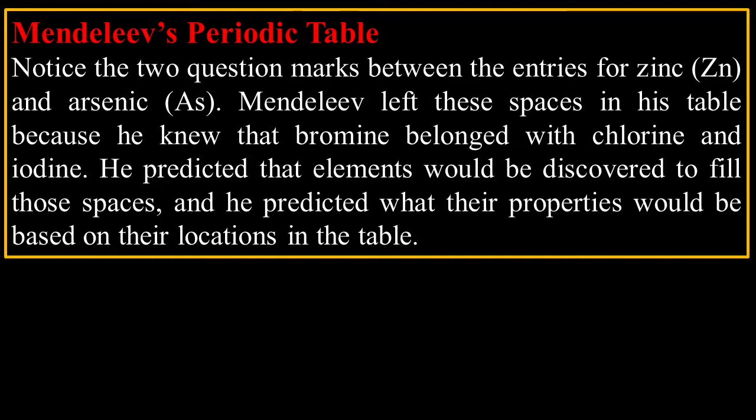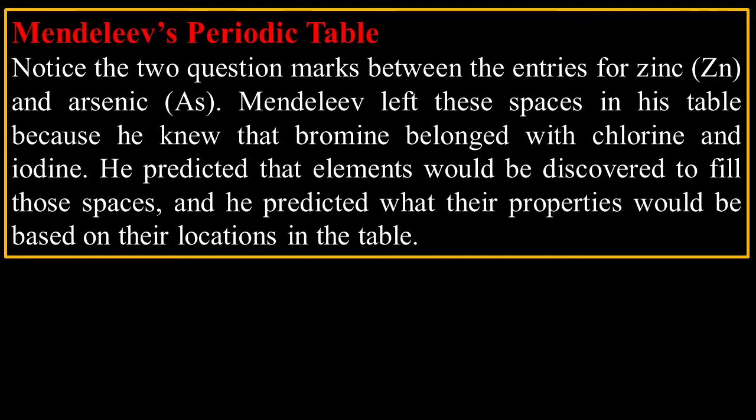Mendeleev left these spaces in his table because he knew that bromine belonged with chlorine and iodine. He predicted that elements would be discovered to fill those spaces, and he predicted that their properties would be based on their locations in the table.